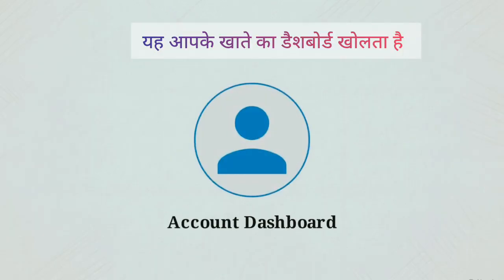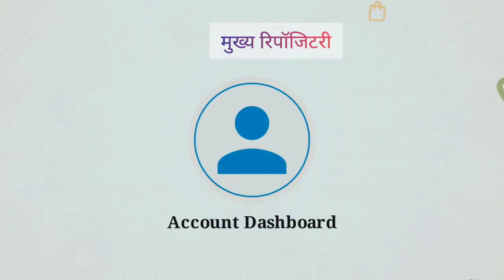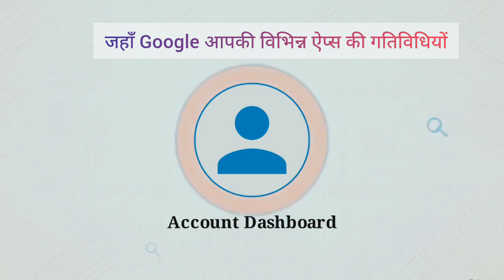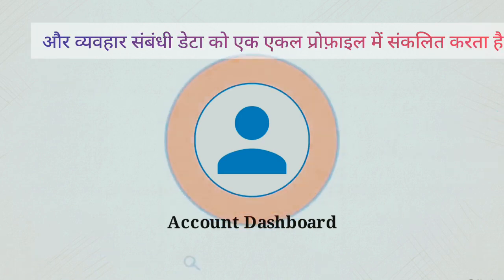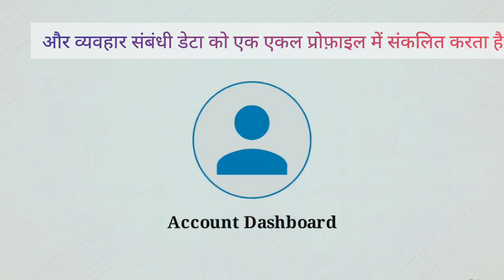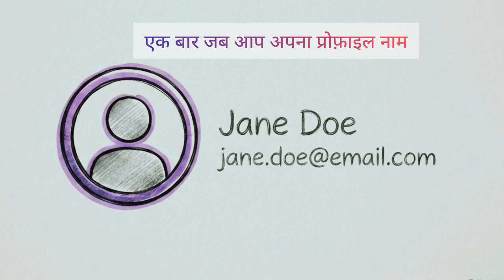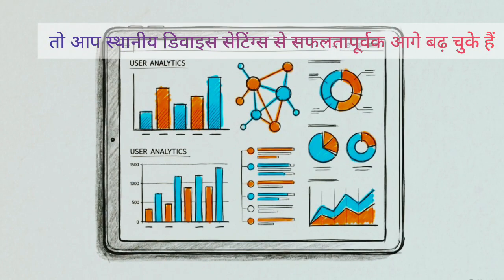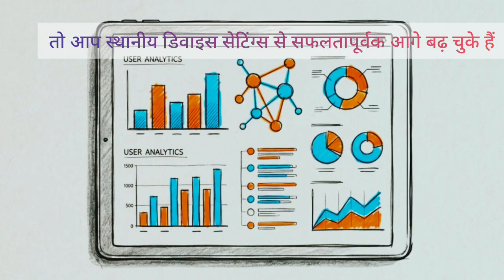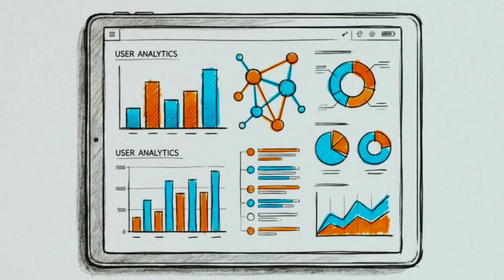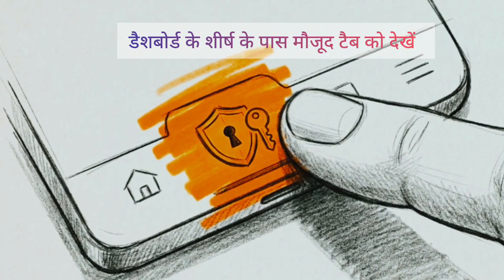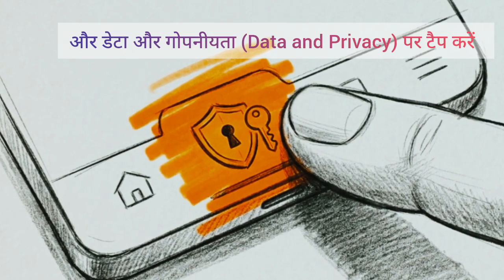This opens your account dashboard, the master repository where Google compiles your cross-app activity and behavioral data into a single profile. Once you see your profile name and email address, successfully moved past local device settings and into the central tracking hub. Look at the tabs near the top of the dashboard and tap on Data and Privacy.